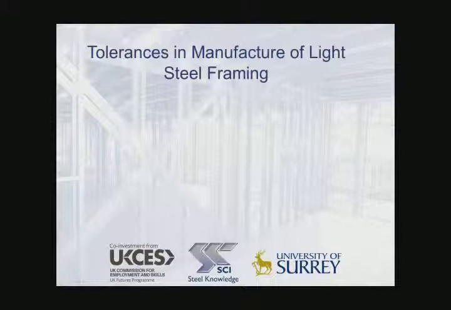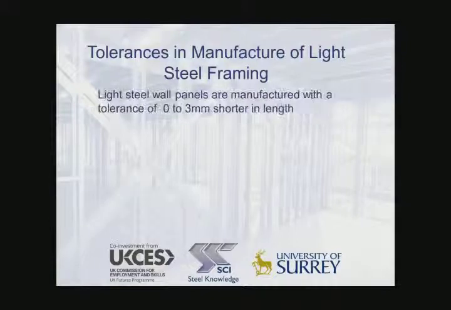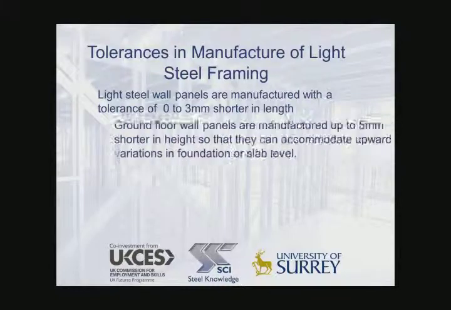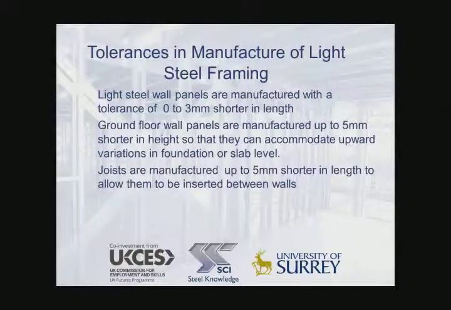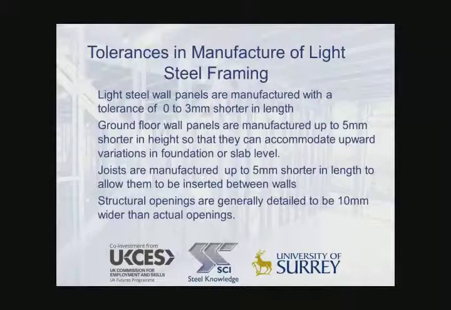Tolerances are very important in the manufacture of light steel framing in order to accommodate inaccuracies in other elements of the construction. Light steel wall panels, for example, are often manufactured slightly shorter to allow them to be connected together without growing along the length of the building. Ground floor wall panels in particular are manufactured up to 5 mm shorter so that they can accommodate upward variations in the foundation or slab level. Joists again are manufactured slightly shorter in length to allow them to be inserted between the walls. And structural openings also are detailed to be up to 10 mm wider than the actual opening width.